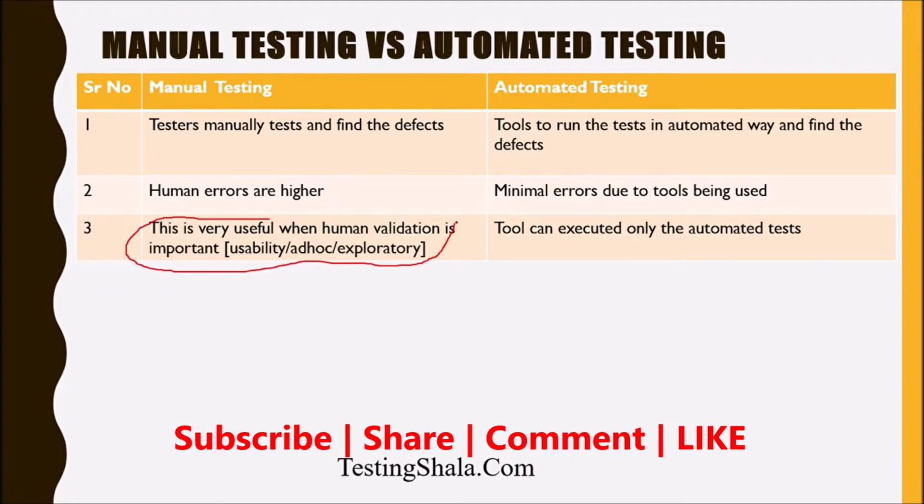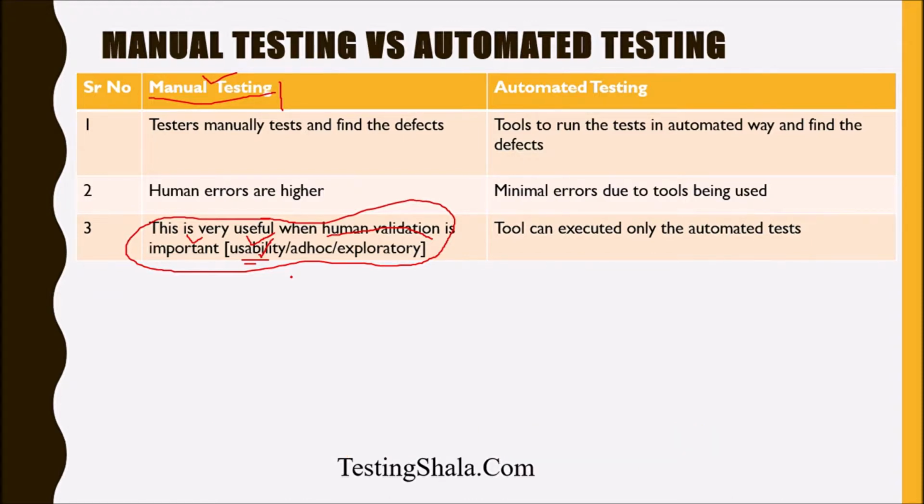The third important difference is that manual testing is sometimes not replaceable. Manual testing is very much needed, especially when human validation is required. Human validation means, for example, usability testing. Usability testing is best done by human beings, because at the end of the day, end users are clients. How they see the application, what their likes or dislikes are, can be easily understood by humans. Hence, in those areas, we cannot bring in tools or machines, especially usability testing.